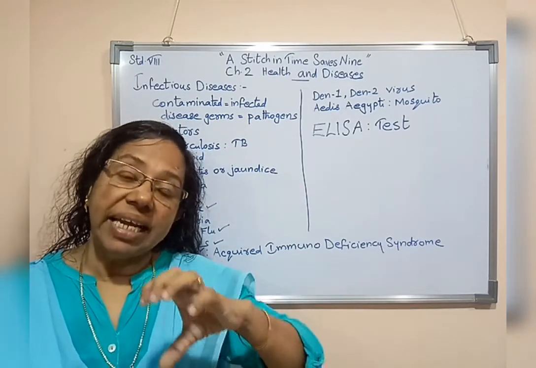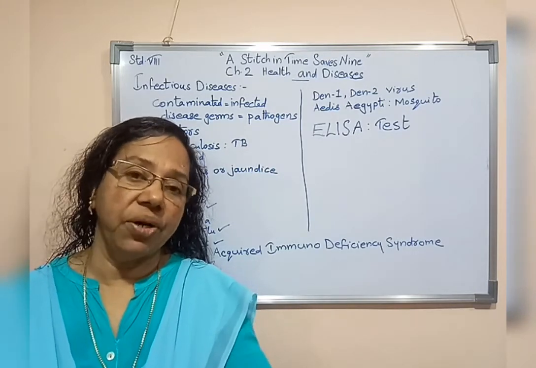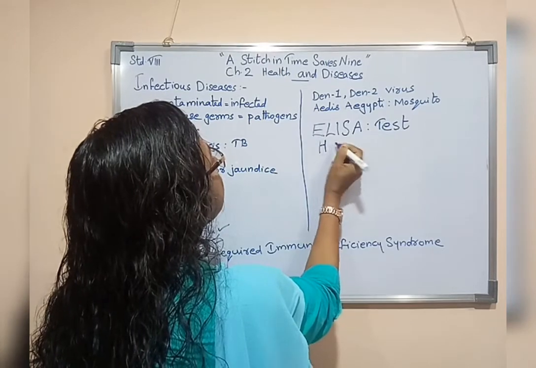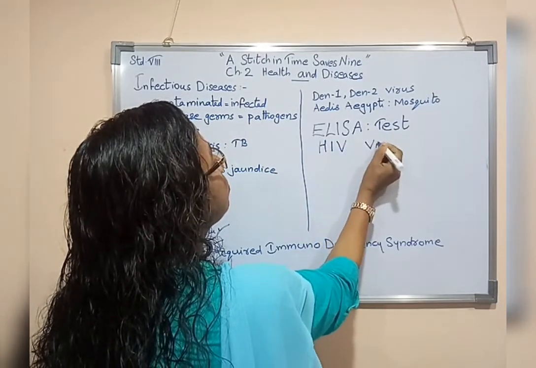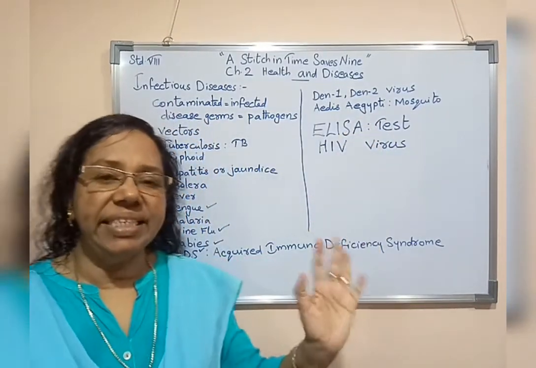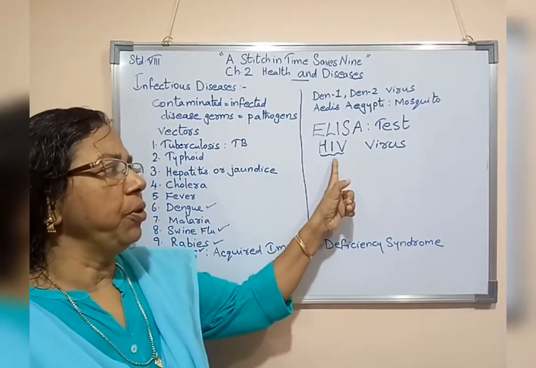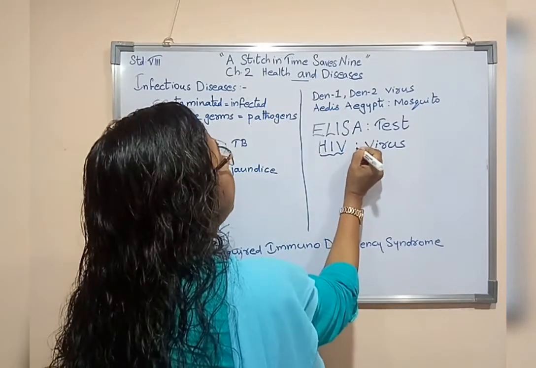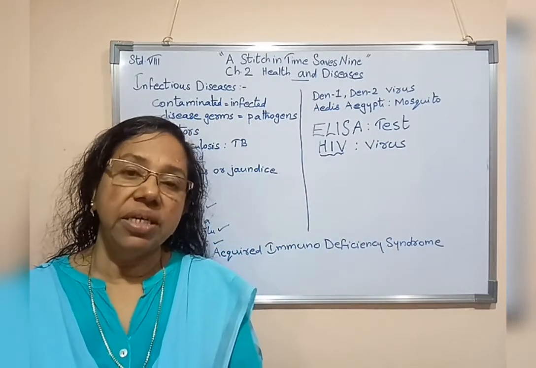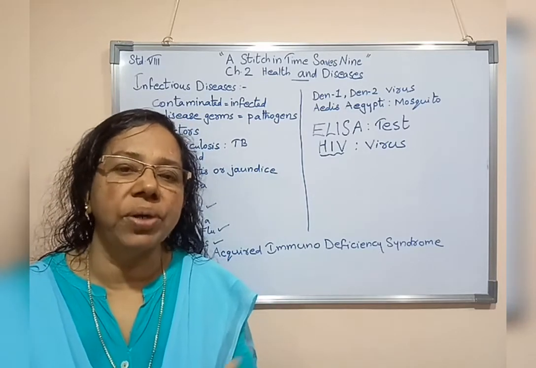Another thing, this AIDS disease is caused by a kind of virus. That virus is known as the HIV virus. HIV means human immunodeficiency virus. So it is a kind of virus. We can say that the HIV virus only causes this AIDS to us. So it is a very dangerous disease. We have to take more and more care not to get this disease.